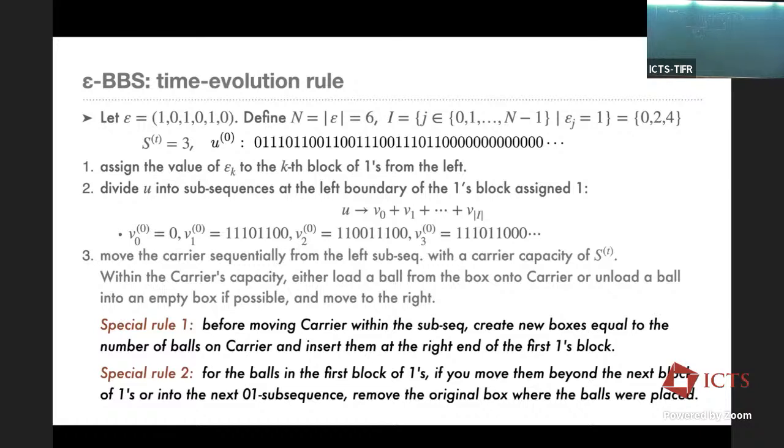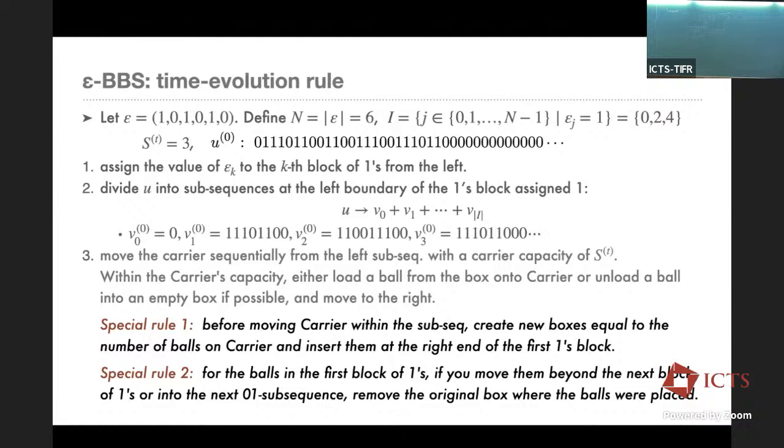Your carrier is moving the wrong way. Oh, this one is the wrong way here. Sorry. Okay, it's okay.